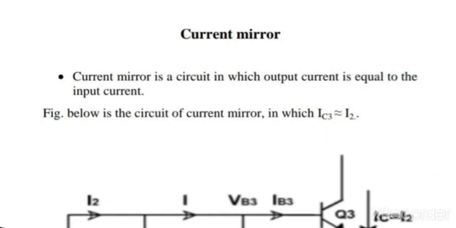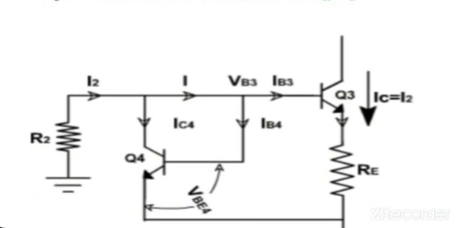So what is a current mirror? Current mirror is a circuit in which output current is equal to the input current. In other words, the output current is a mirror image of the input current. The current mirror is a special case of constant current bias and therefore it can be used to set up constant emitter currents in differential amplifier stages. The circuit diagram of current mirror is shown below.